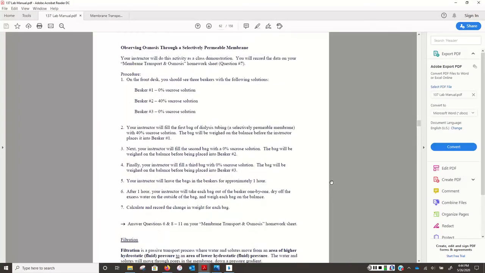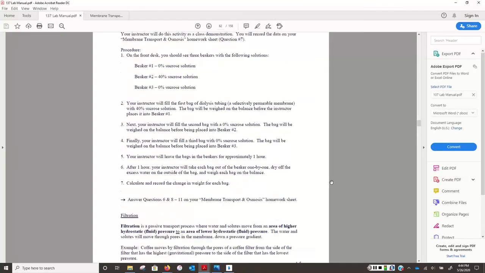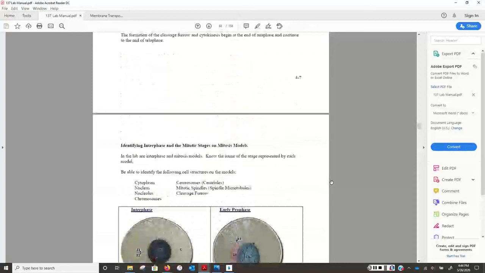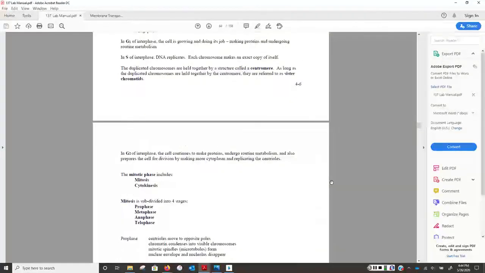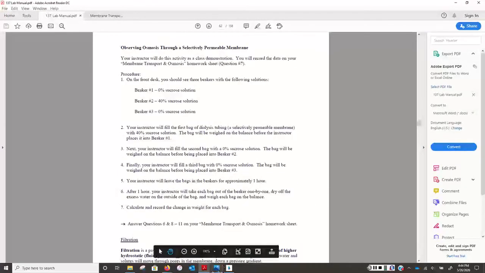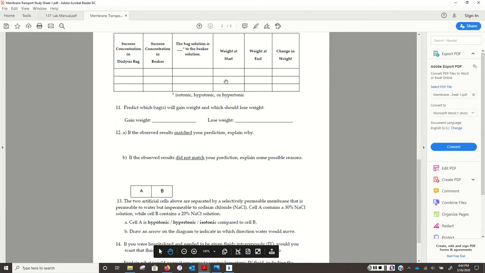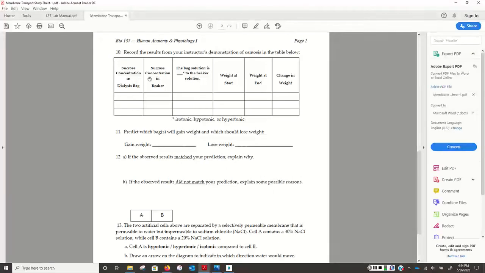Now, in person, I would have set up this kind of thing to demonstrate osmosis. Actually, it's on a separate sheet. So we have this sheet. Now, most of this you can fill out on your own. I'll talk about it in just a moment. But I would have set this thing up in lab. So I'm going to go ahead and tell you what to put in each of these boxes.